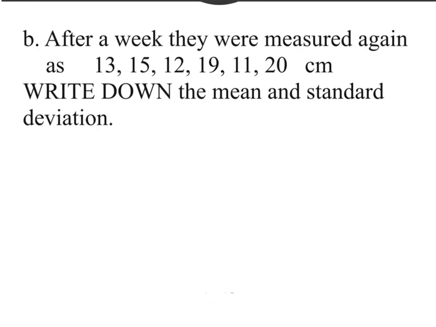So after a week, the same sunflowers are measured again as the following centimetres. We have to write down the mean and standard deviation. Now I'm going to, for my own sake, write down the previous mean was 5 centimetres and the previous standard deviation was 3.7. Right, let's have a look at these numbers. 13, 15, 12, 19, 11 and 20. Our previous numbers were 3, 5, 2, 9, 1 and 10.